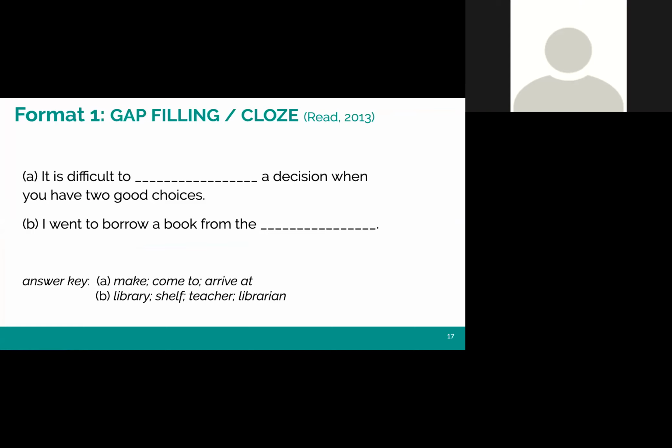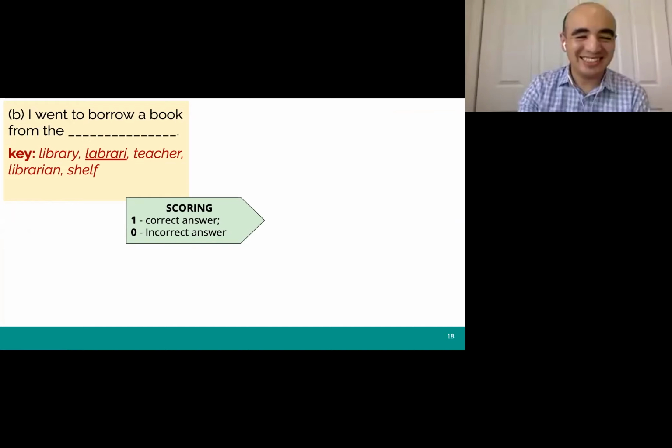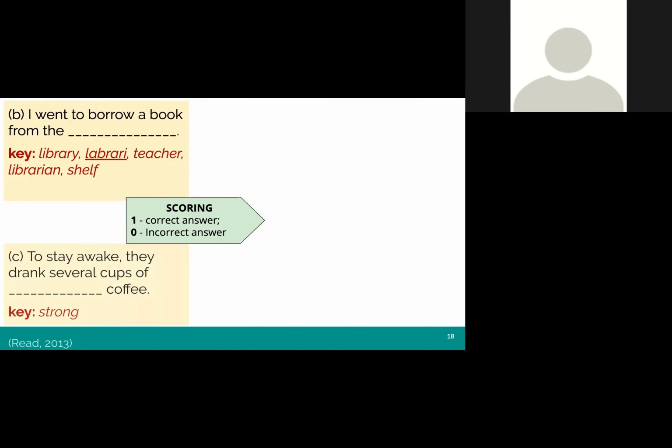So you can move to the next slide. Okay, sorry, I moved it too soon. That's okay. If teachers want to elicit words that were previously taught in class, they might want to present sentences that have a limited context so that only one answer is correct. For example, let's say in example C, it says, to stay awake, they drank several cups of strong coffee, even though students might use black coffee.